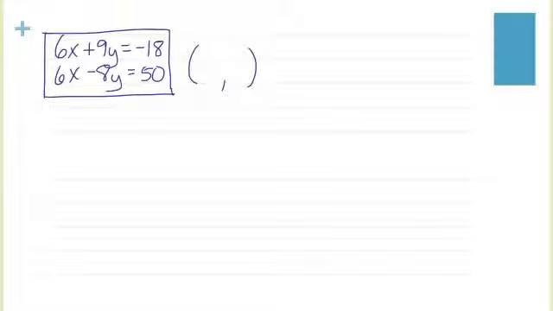Well, we're only going to do that and be able to get rid of one of the variables if we have one of the variables that has the same numerical coefficient but with the opposite sign. So since I have two equations with 6's in front of the x, I just need to pick either one and multiply by -1. So I'm going to take that second equation and I'm going to rewrite it as negative 6x plus 8y equals negative 50.